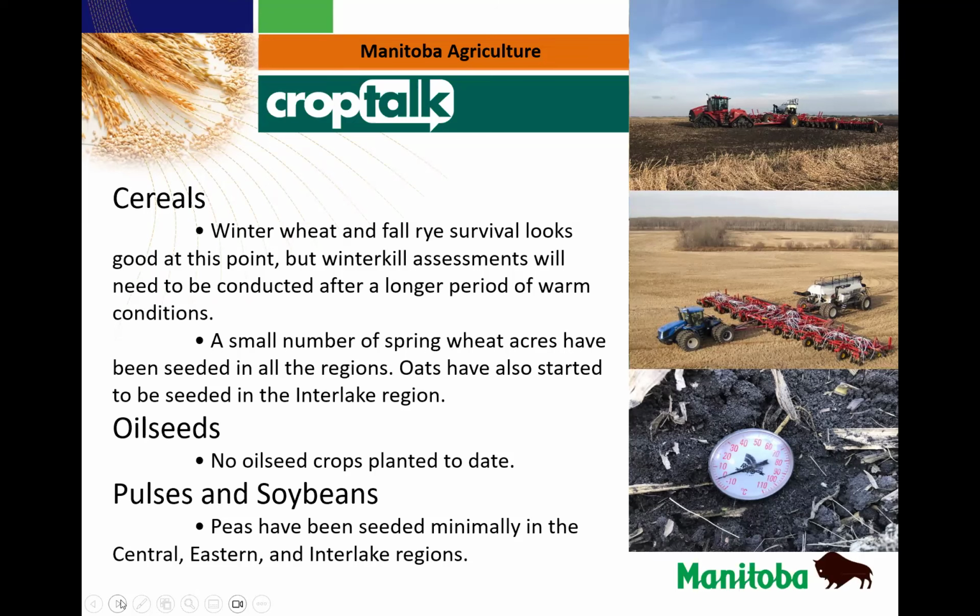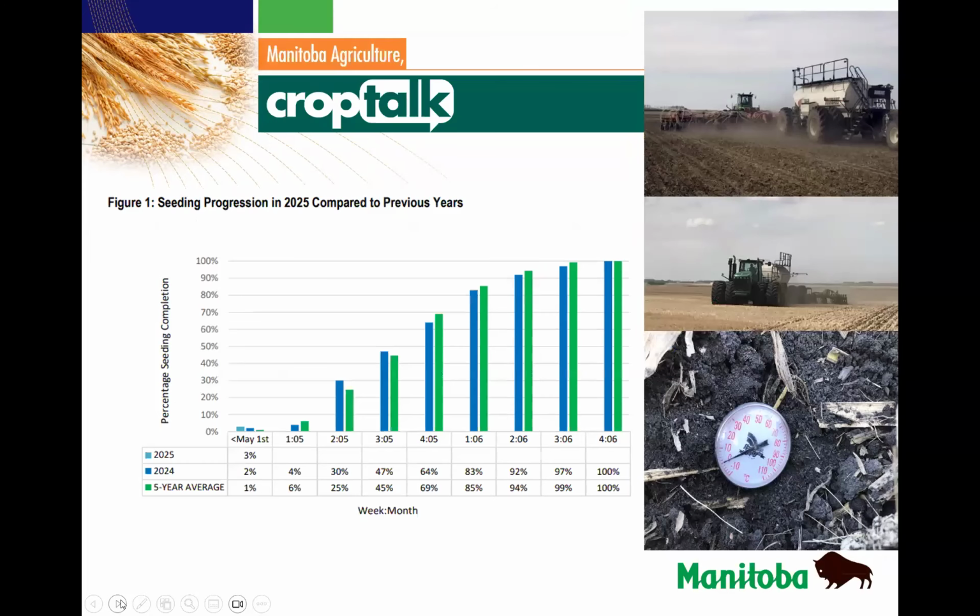From everything we've seen or put together, oil seeds, still nothing going in yet. Peas, I guess they'd be the ones that have been going in. I know a few farmers that are putting some in, and I think in the report it was through the central, eastern, and interlake regions where peas were going in already. So where do we sit as a province for seeded acreage as of just before May 1st? We're sitting right now at 3%. Last year we were at 2%, and our 5-year average is 1%.